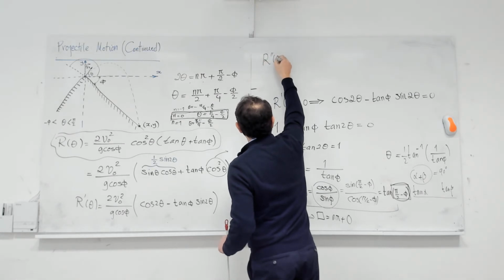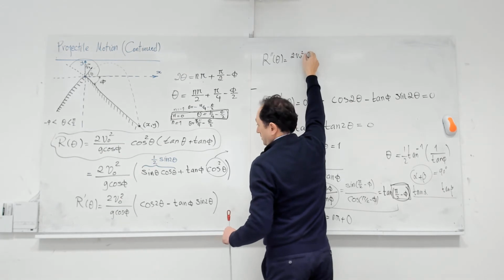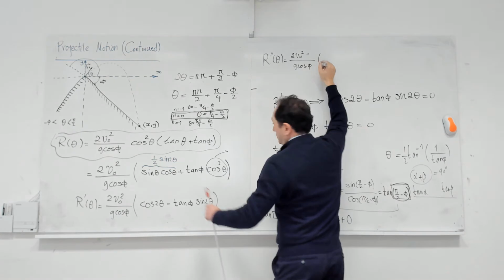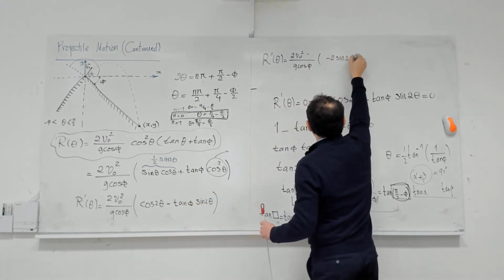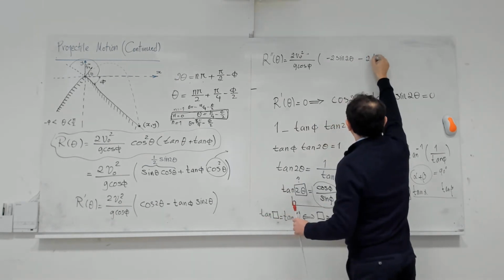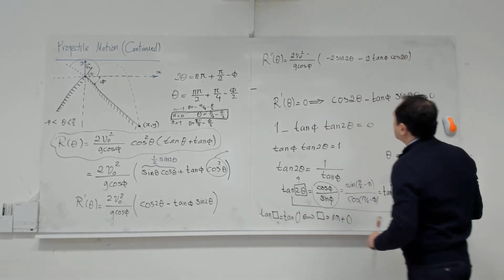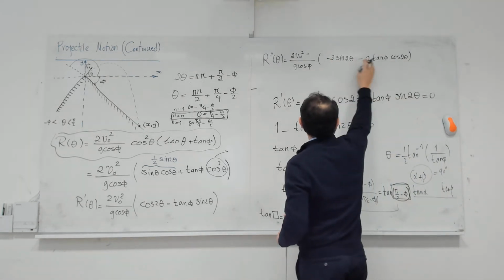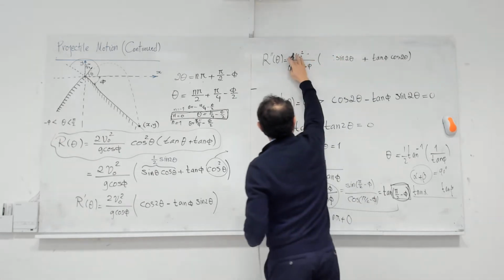So r double prime of theta is what? That's constant, so let's just write it down, divided by g cosine phi. And then the derivative of this becomes minus 2 sine 2 theta. The derivative of that one becomes minus 2 tangent phi cosine 2 theta. Do you agree or not? Yes? So that is the second derivative. And if you don't mind, I can take minus 2 out. It becomes minus 4.